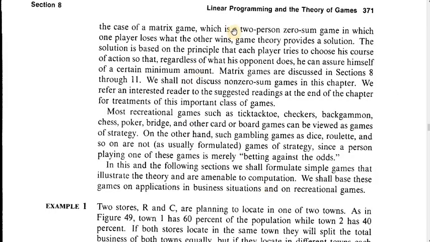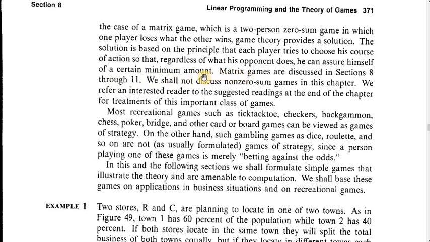So when you do have a two-player game, you can set this up as a matrix, as we'll see. And game theory is the standard method for finding what the strategies of the two players should be. So we're doing two-person, zero-sum games. Now, the solution is based on the principle that each player tries to choose his course of action so that regardless of what his opponent does, he can assure himself of a certain minimum amount.